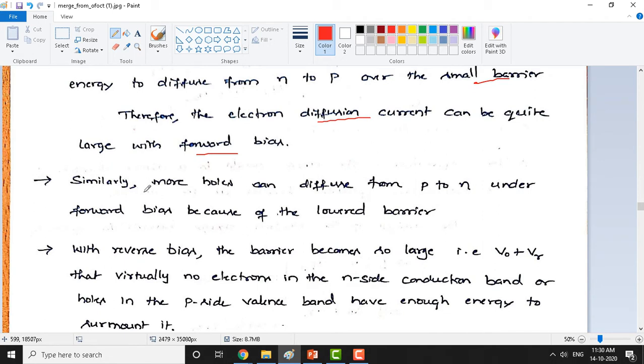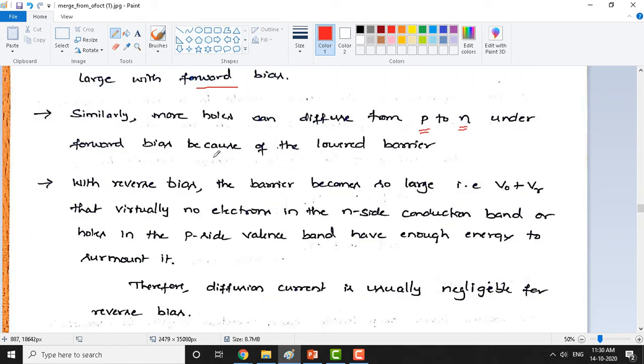Now let us have a look at the holes. More holes can now diffuse from P side to N side. Again, there is a lower potential barrier. Whatever we have said with reference to the N side is applicable to the P side as well, under forward bias condition, because of the lowered barrier. That makes the holes diffuse from P to N here. Now let us see what happens when reverse bias is applied.